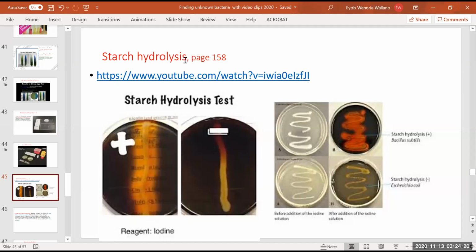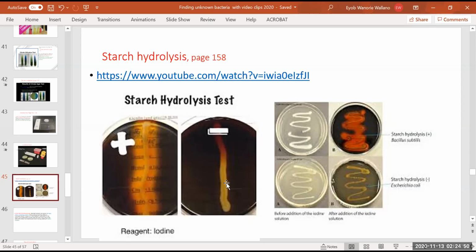Now, the most important thing I want you to know is, in starch hydrolysis, what do you add? This is a medium. It can be a solid medium, on a plate. On the plate you are going to add one or two drops of iodine solution. When you add iodine, it is going to change to a dark brownish color.